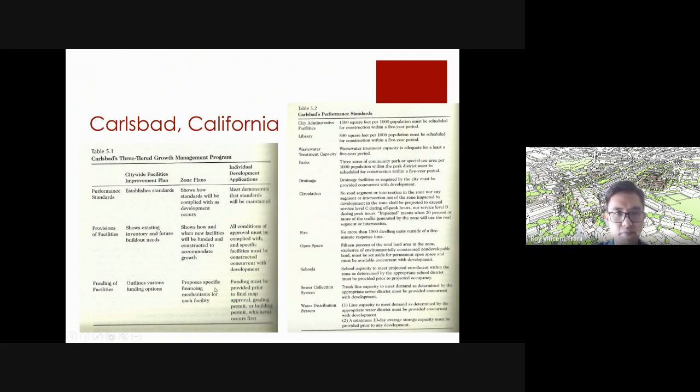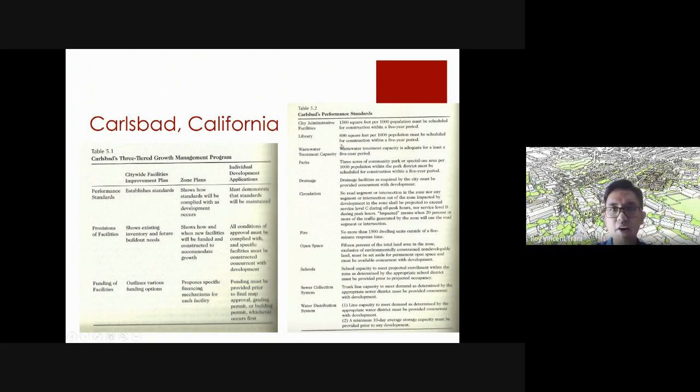Within that, these standards need to show or comply with development as it occurs, demonstrating that the standards will be maintained before they give approval. If the developer wants to create something, they need to demonstrate that the standards will be maintained. And it shows how and when new facilities will be funded and constructed to accommodate growth. That's for their provisions of facilities. And then developers must highlight all conditions of approval, must comply with specific facilities, be constructed concurrent with development plans, etc. So basically, it's very much regulated, and there are policies and laws in place to make sure nobody steps out of bounds.